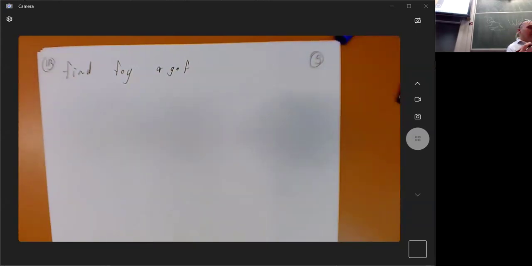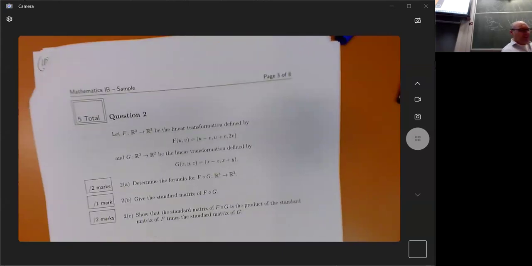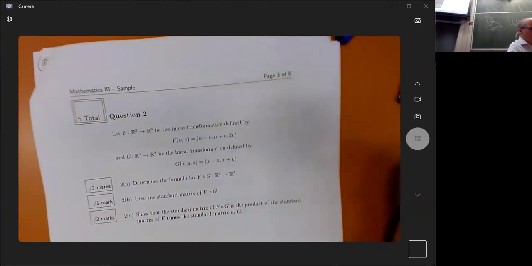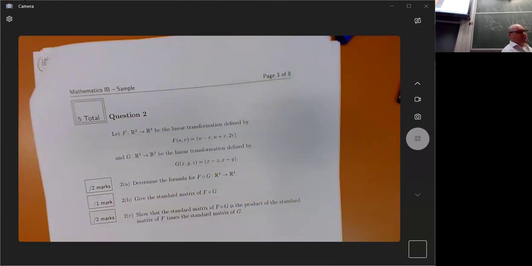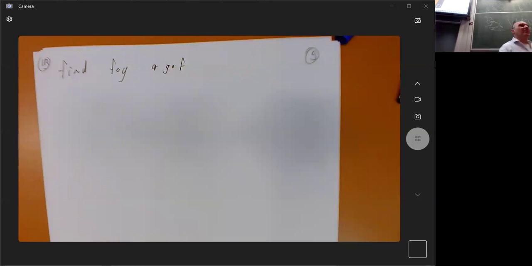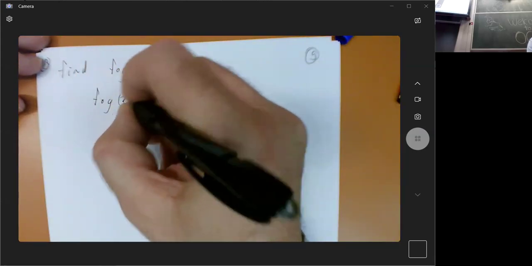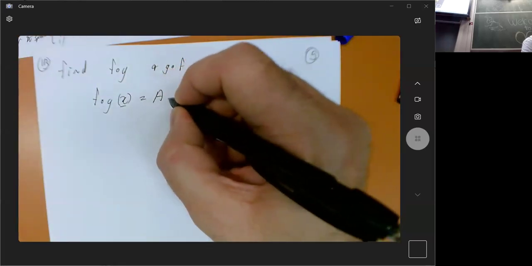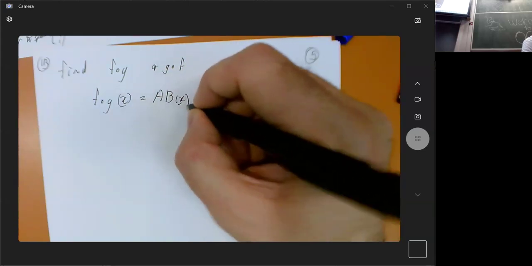If you read the way this question is worded, I've changed it to use different transformations, just in case. They say determine a formula for this, give the standard matrix for this. So what do you reckon I'm going to do, given what we've done? What do we know about the standard matrices of the composition of linear transformations? The standard matrix for the composition is the product of the standard matrices. So f composed with g of x is the standard matrix for f times the standard matrix for g, times x.